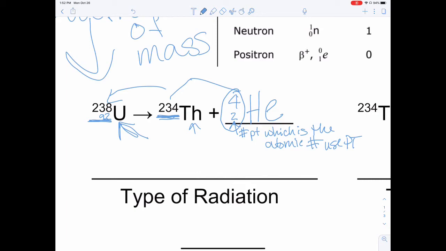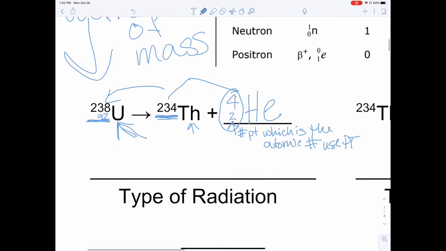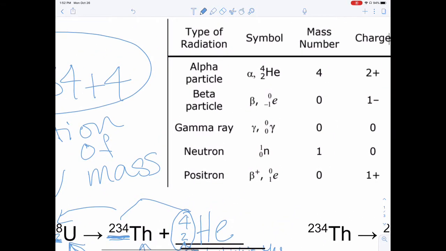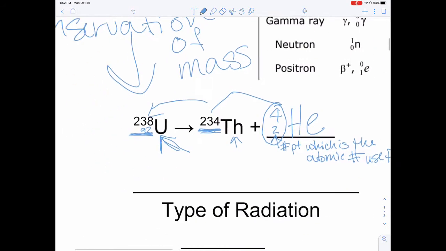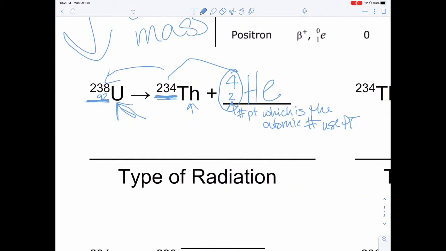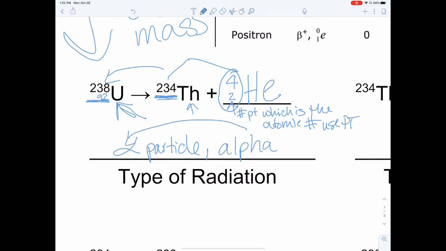So you can either write it as helium-4 with atomic number 2, or if you prefer, you can write it as an alpha particle. You see that if it has a mass of 4, 2 protons, the identity is helium, it's an alpha particle, it's a big old piece of matter that came off. So this is an alpha particle. Wow, I didn't spell that right, did I? I really am bad at spelling. Particle, there we go. Okay, or you can just write alpha. Either way, this is the Greek symbol for alpha.